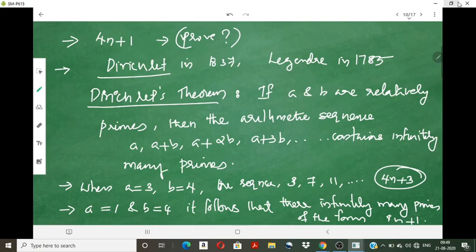Hence the two cases are special cases of this Dirichlet theorem, which is a remarkable result in number theory. So let's wind up our lecture here. The chapter on the greatest common divisor is over, and in the next class we can take a new topic.